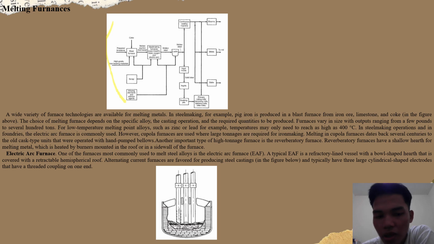In steelmaking operations and iron furnaces, the electric arc furnace is commonly used. However, cupola furnaces are used where large tonnages are required for iron melting. Melting in the cupola furnace dates back several centuries to the old cast-type units that were operated with hand-pumped wheels. Another important type of furnace is the reverberatory furnace.